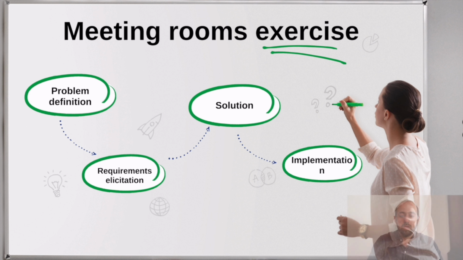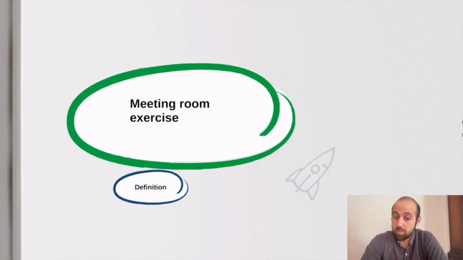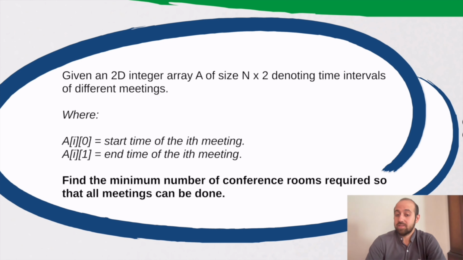Let's start together. So, what's the problem? It is a meeting rooms problem. We are given a 2D integer array of size n times 2, denoting time intervals of different meetings, where a[i][0] is equal to the start time of the ith meeting, and a[i][1] is equal to the end time of the ith meeting. We have to find the minimum number of conference rooms required so that all meetings can be done.